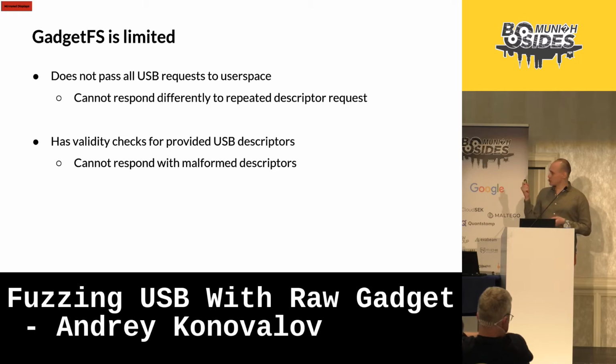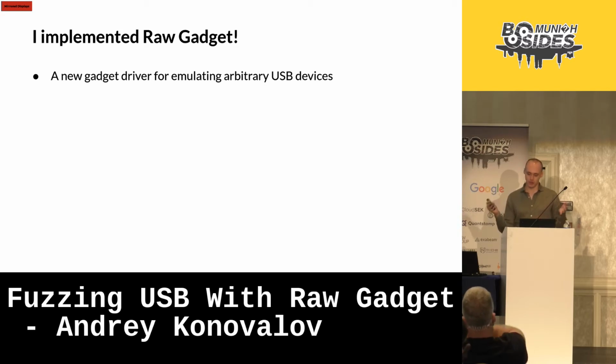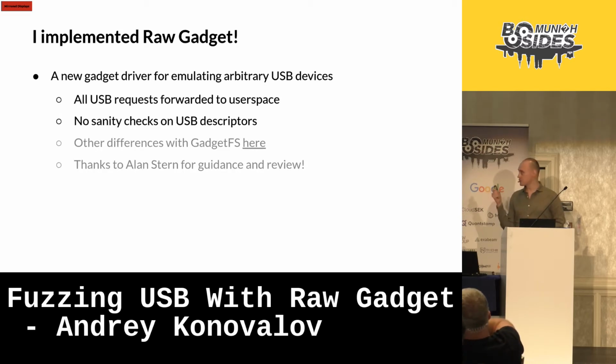So initially, I wanted to remove these constraints from GadgetFS. I started trying to change the GadgetFS code, but it has a lot of legacy code in there, and also the interface is a bit unusual, so it was hard to adapt GadgetFS. So instead, I just implemented my own gadget driver. This took some effort, but I managed to do it. And this driver works similarly to GadgetFS, but it allows you to emulate arbitrary USB devices. The key differences are that all USB requests that this gadget driver receives are passed to user space to get the response. And there are no sanity checks on USB descriptors.